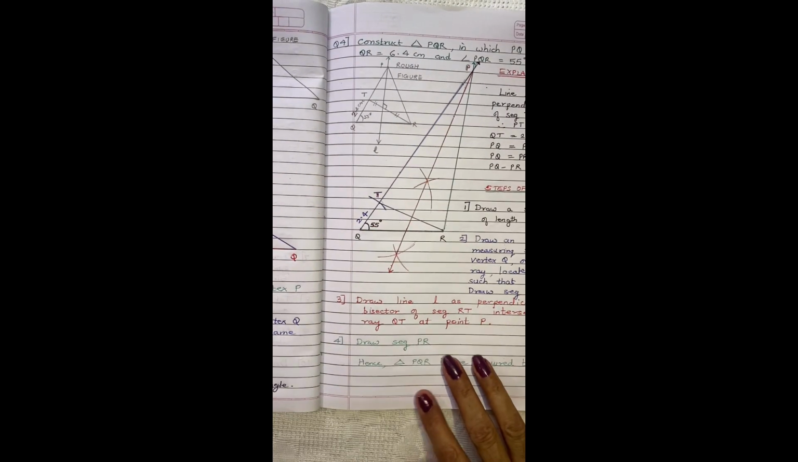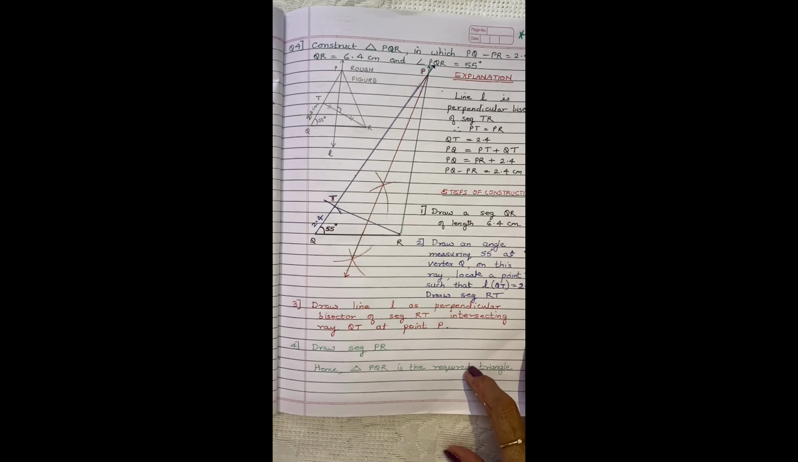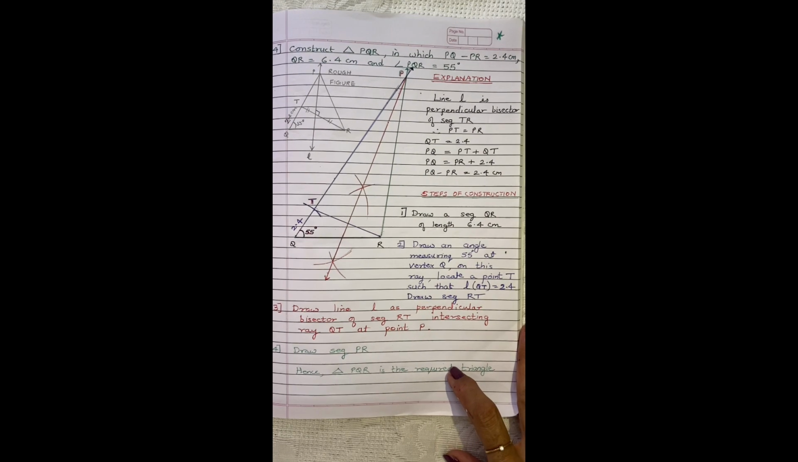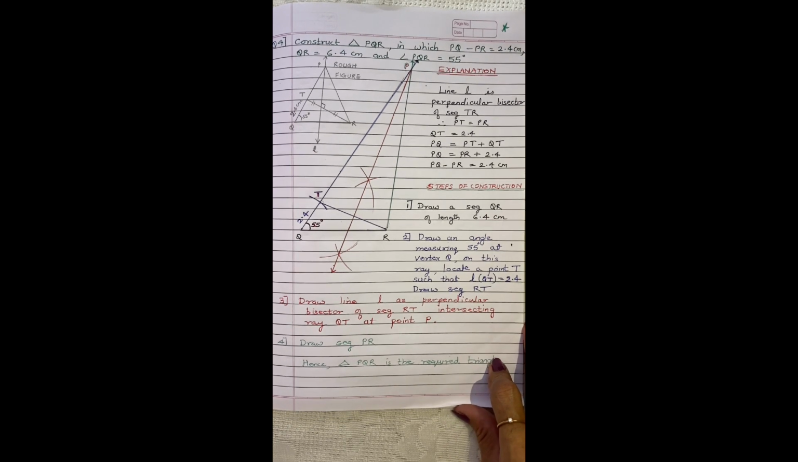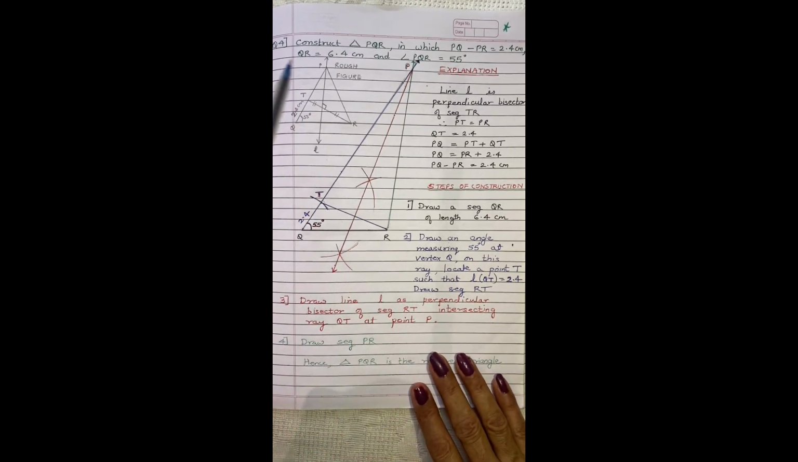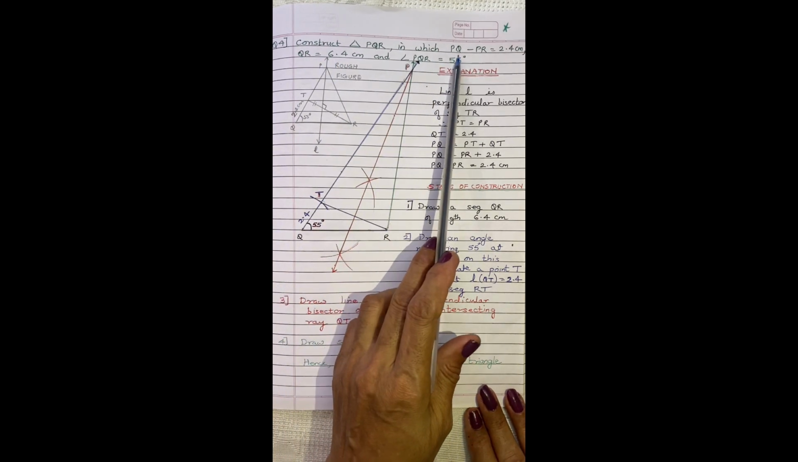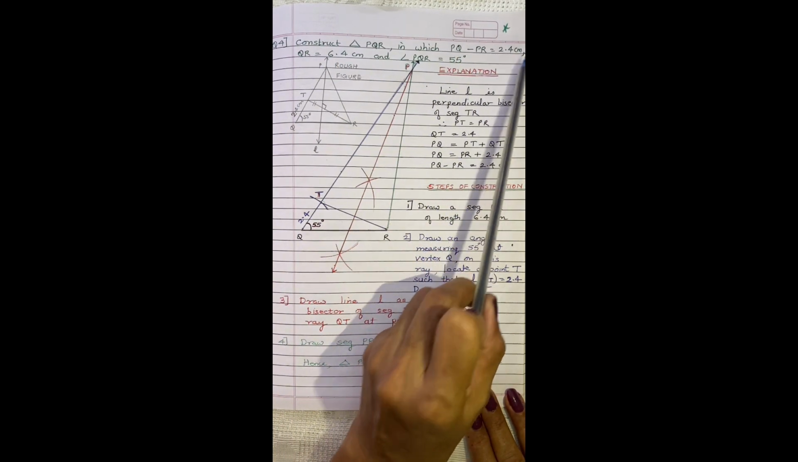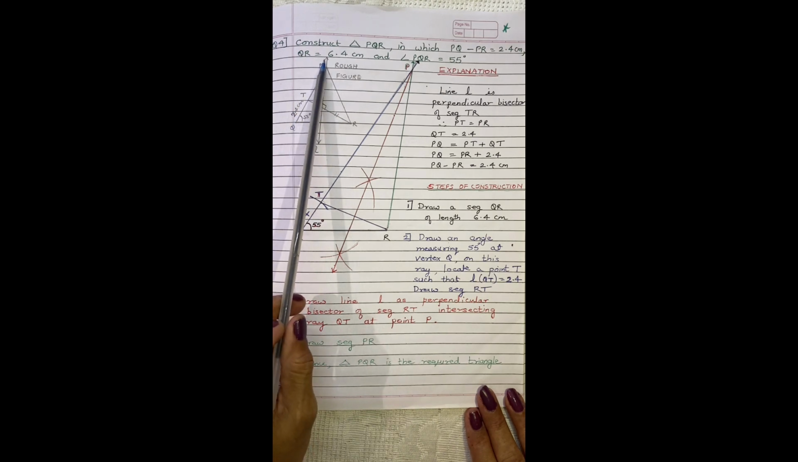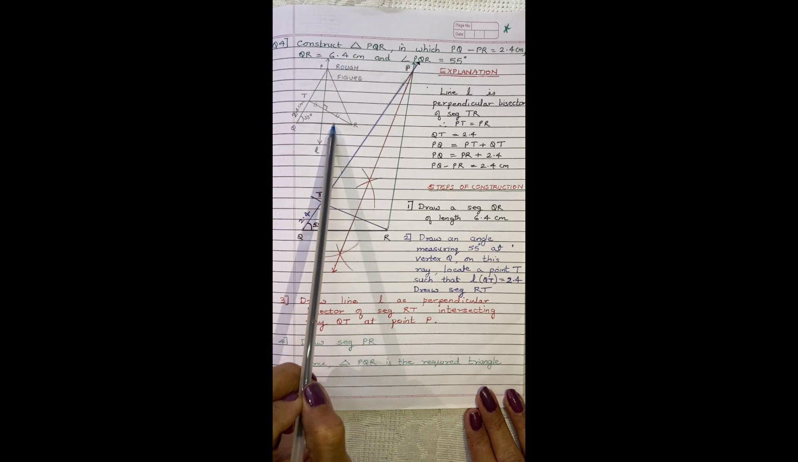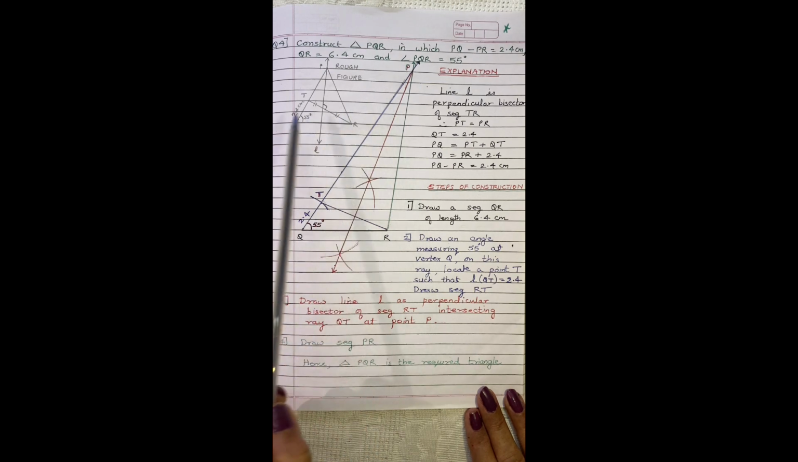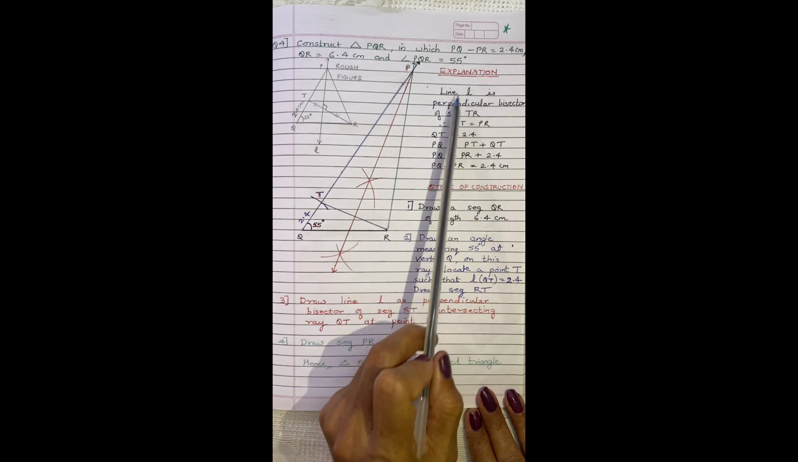Let's come to the last question of this problem set. Question 4. Construct triangle PQR in which PQ minus PR is equal to 2.4. QR is equal to 6.4 and angle PQR is 55 degree.